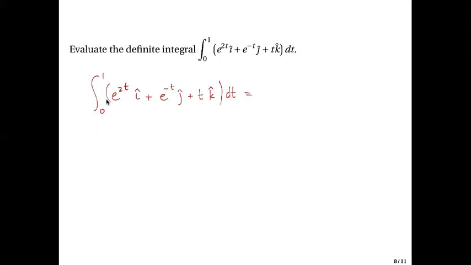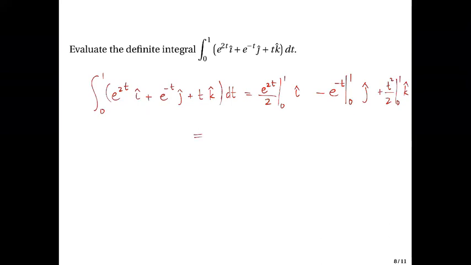equals. So the integral of e to the 2t dt from 0 to 1, that's just e to the 2t over 2 evaluated from 0 to 1, i hat. Then the integral of e to the minus t, that's minus e to the minus t. Then we evaluate this from 0 to 1 also, j hat, plus the integral of t, that's just t squared over 2, evaluated from 0 to 1, and then you have your k hat.